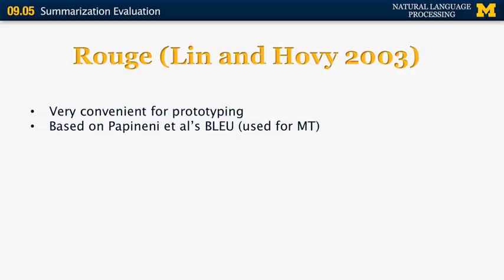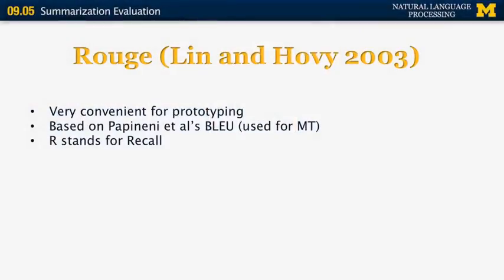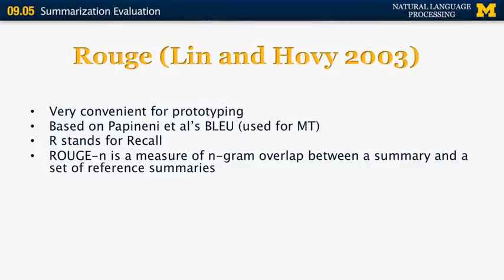Let me explain the difference between the two. In BLEU, you will get a high score if your output has a high precision in terms of 1-grams, bigrams, trigrams, and so on, compared to the reference text. In Rouge, you have a high score if your recall of the original content, of the gold standard content, is high. So that R in Rouge actually stands for recall. Rouge-N is a variant of Rouge that is used to measure n-gram overlap between an automatic summary and a set of reference summaries.